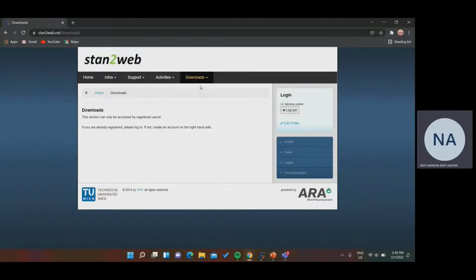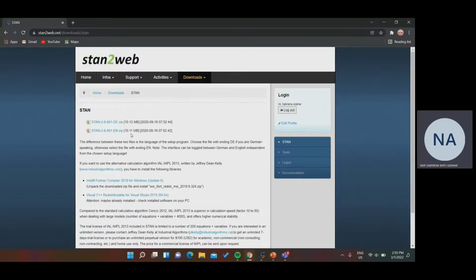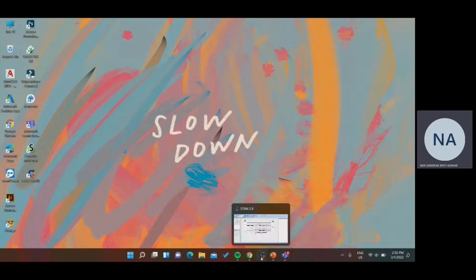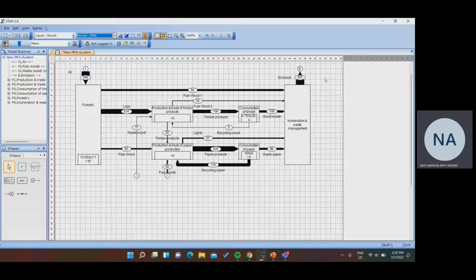So you can download the STEM2 web from this website first. But before you can download it, you have to have an account, so you have to register first. And then you can go to STEM and choose the English one. This is how you download it. And here I already downloaded it and made the diagram. Here I have this for 1990 and 2000.